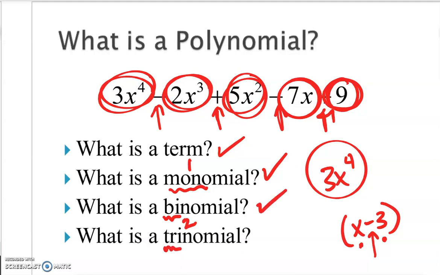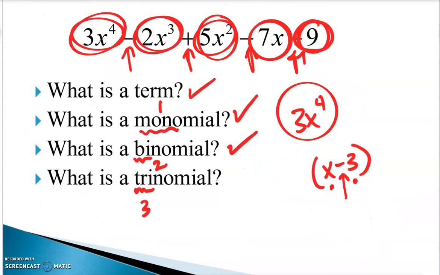And I bet you could probably guess what a trinomial is. Tri means three. So a trinomial is a three-termed expression. For example, x squared plus 7x minus 10 is a trinomial, a three-termed expression.